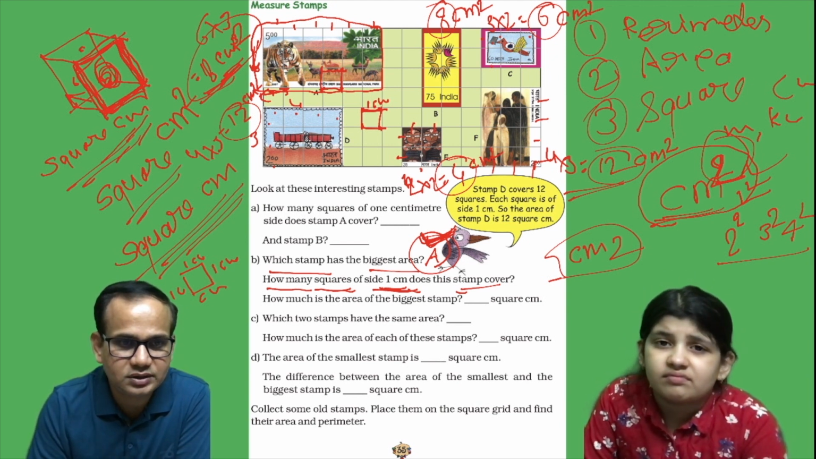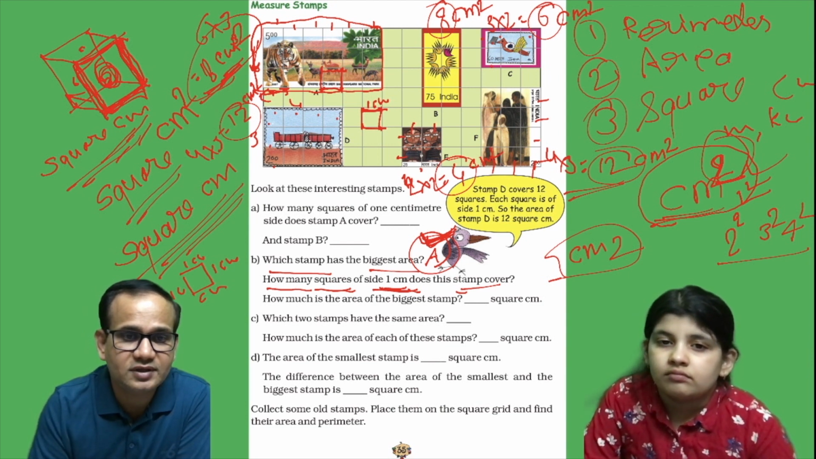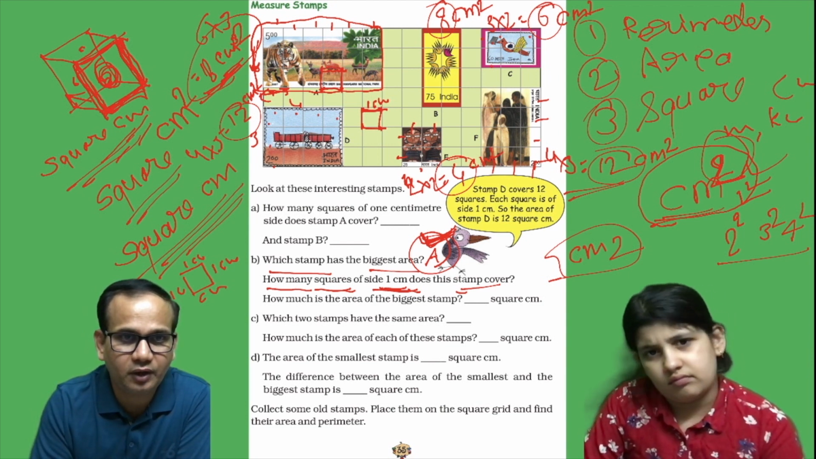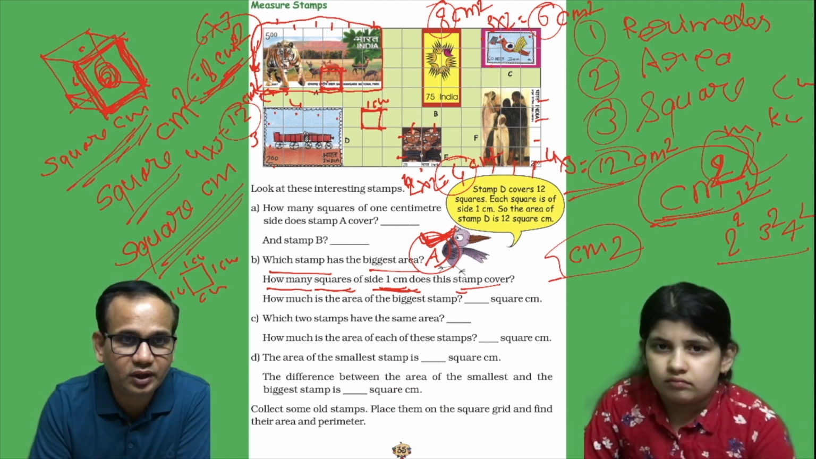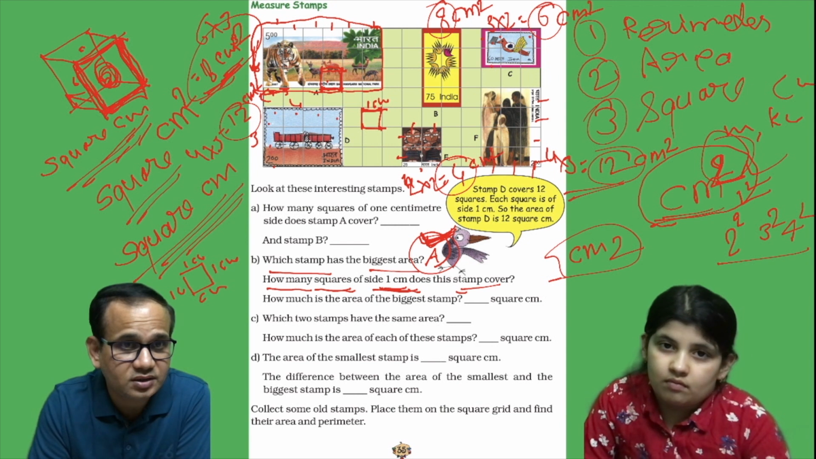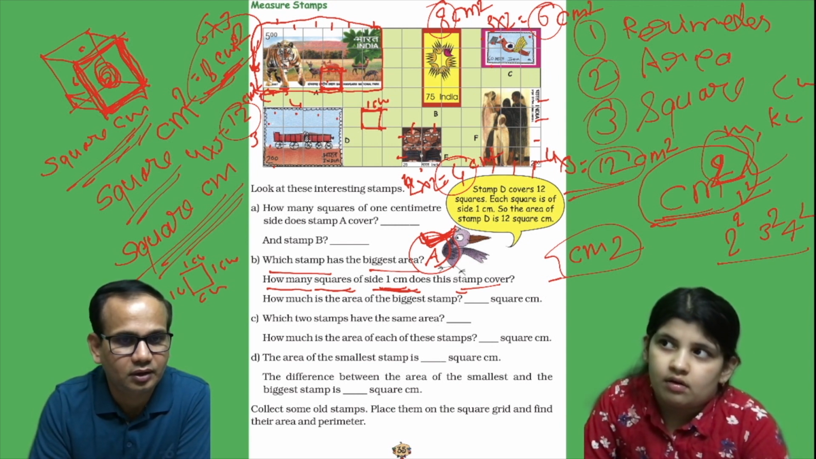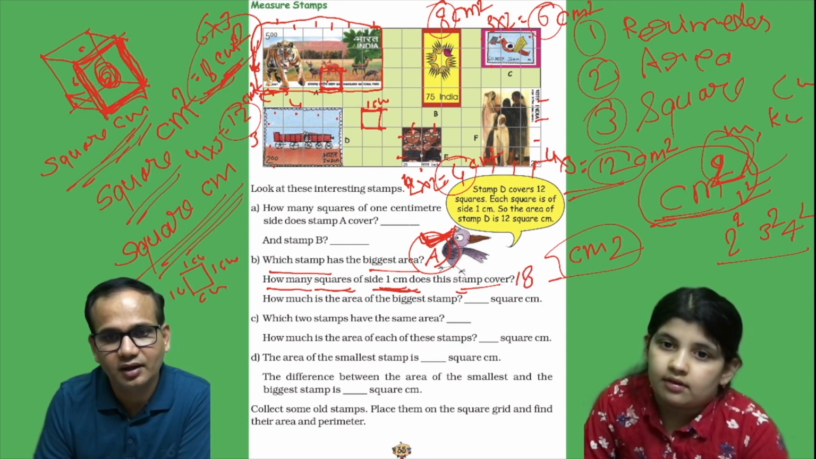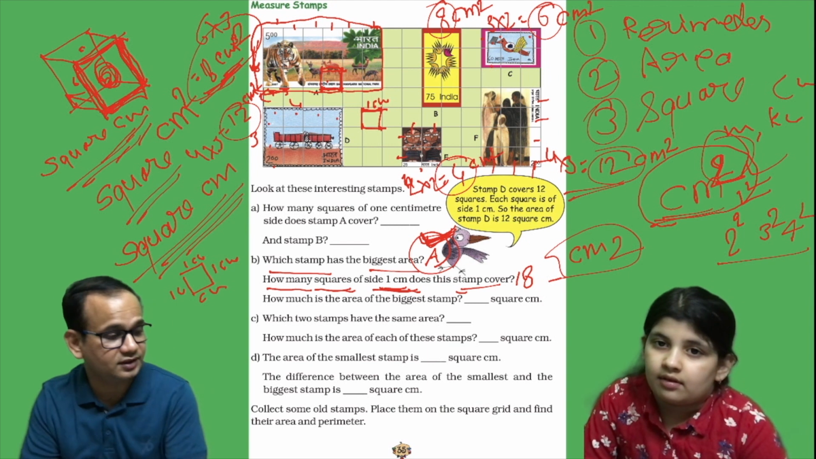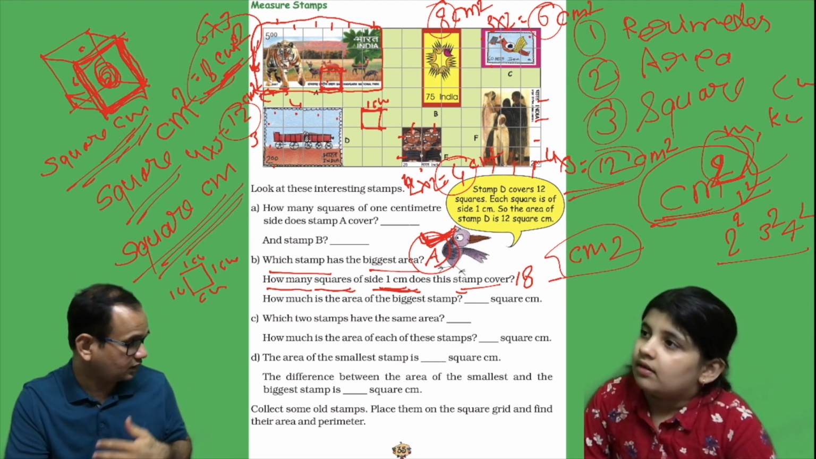So this is one square. What is the question asking? How many squares of side 1 centimeter does this stamp cover? This one square I have made for you of size 1 centimeter. Now tell me, how many squares like this are there in it? 18. 18 squares, right? 18 square centimeters, that is area. But here the question is how many squares are there? He's asking for the number.